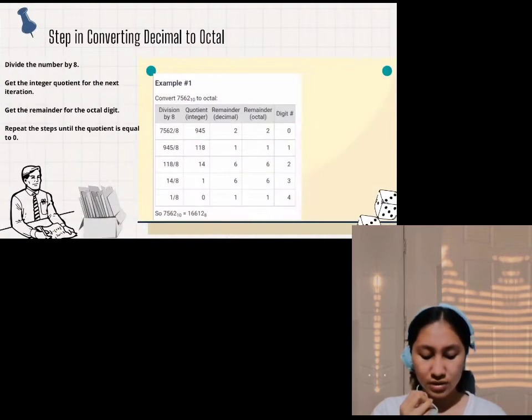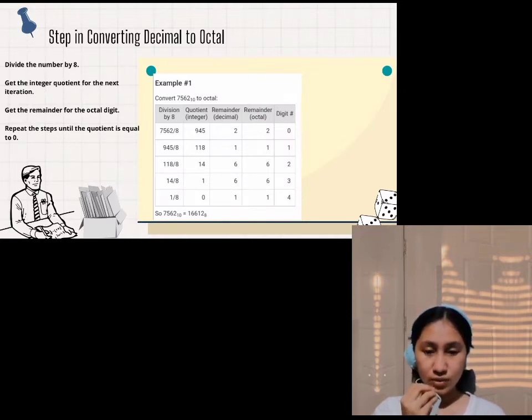So, we have the decimal number 7562 divided by 8. We have the quotient 945 and the remainder 2. Then 945, the quotient, we divide again by 8 and get 118, with the remainder 1. And then 118 divided by 8, we get the quotient 14 and the remainder 6.